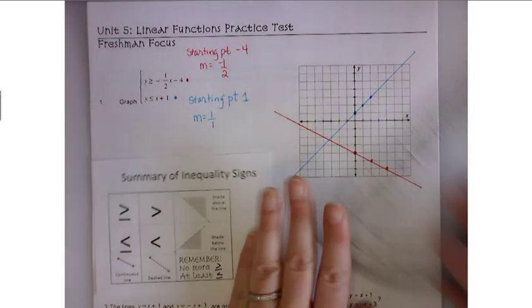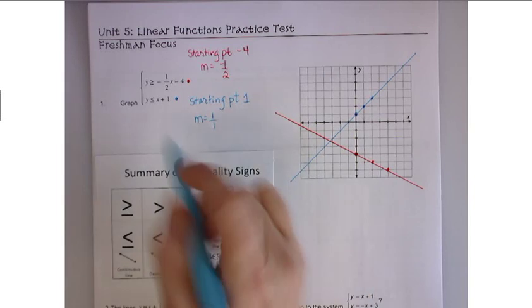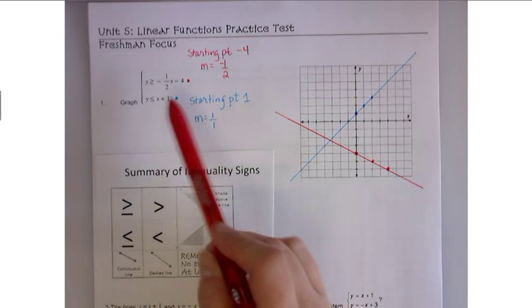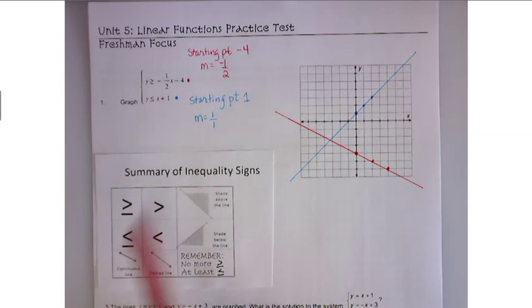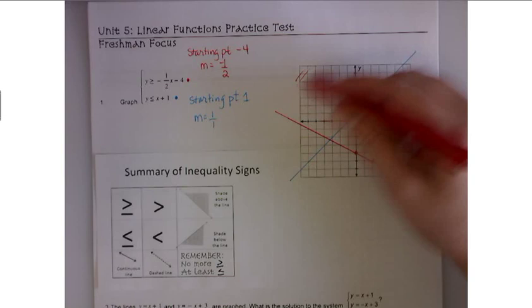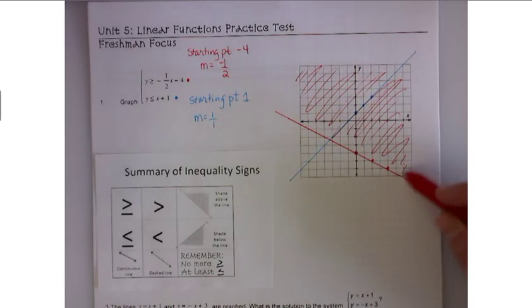Both of these inequalities have the equal sign underneath them. So that means we are going to be drawing a continuous line. But here's where the tricky part of this comes in. It's the shading. I'm going to take my red line. I'm going to look at this sign. Y is going to be greater than the equation. And right here we see greater than. It means we shade above the line. So I'm just going to lightly kind of go like this. Okay?